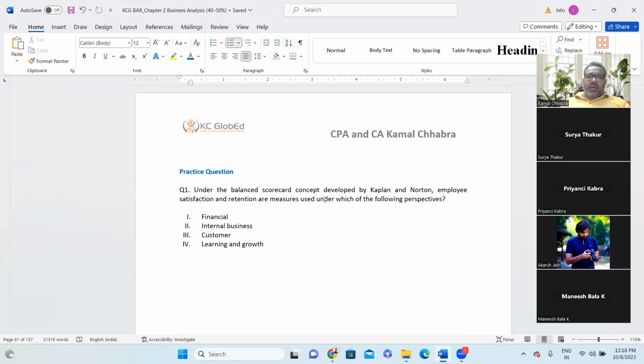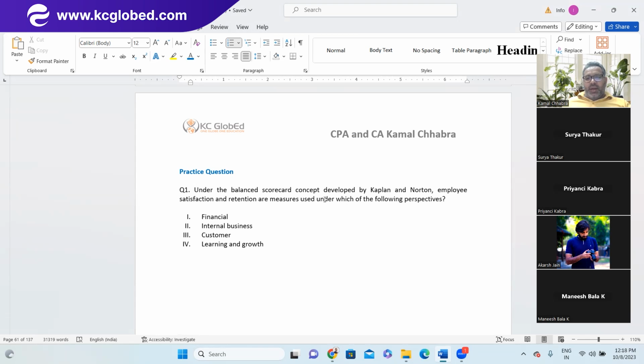So under the balanced scorecard concept developed by Kaplan and Norton, employee satisfaction and retention are measures used under which of the following perspectives: financial, internal business, customer, learning and growth? Sir, financial. Learning and growth. Right. So everyone agrees, learning and growth, because it is from the employee perspective, right?